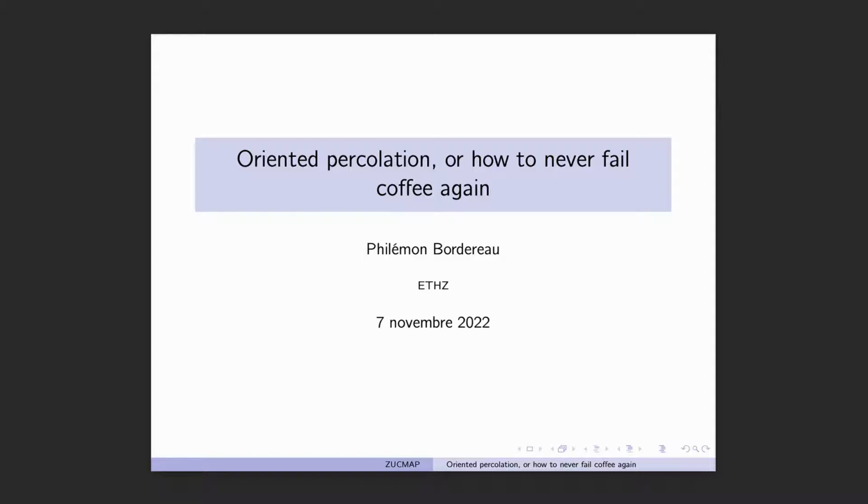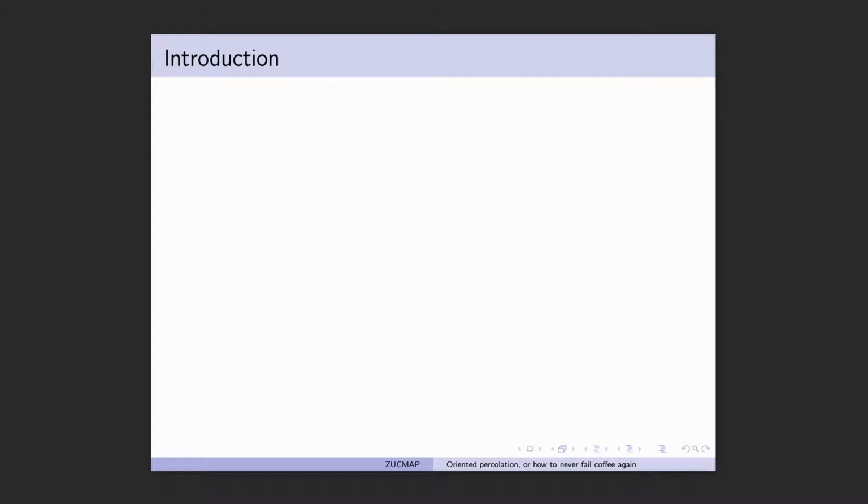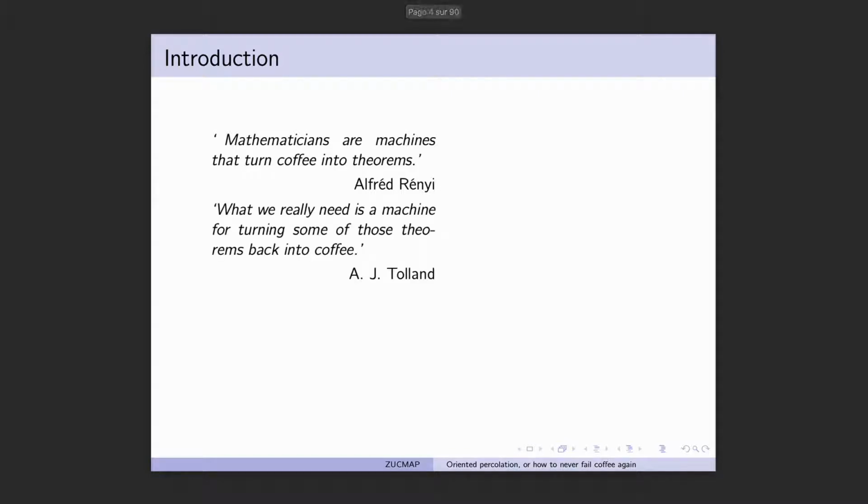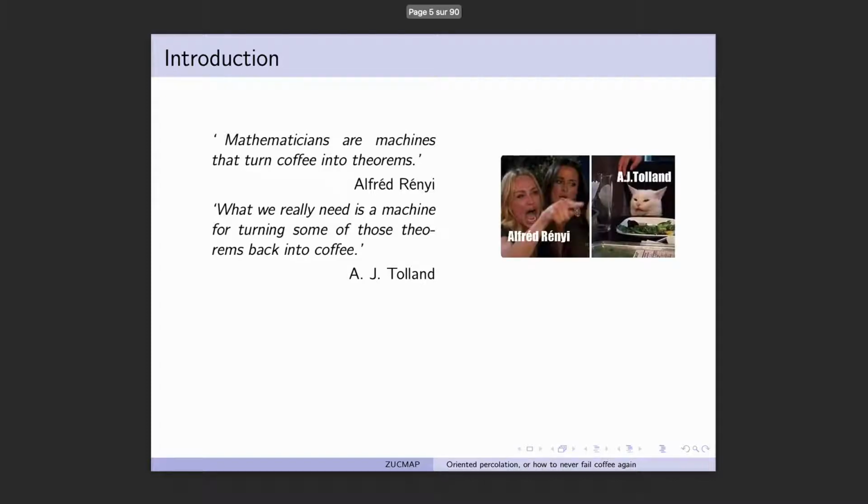And the first thing I want to say is that, well, arguably, coffee has given a lot to mathematicians. Some would even say that we are somehow machines that turn coffee into theorems. And there is also the less known answer, which is that maybe some of these theorems were better when they were in the form of coffee. So I will not try to argue which theorems should be turned back into coffee, but I will try to convince you that oriented percolation is not such.